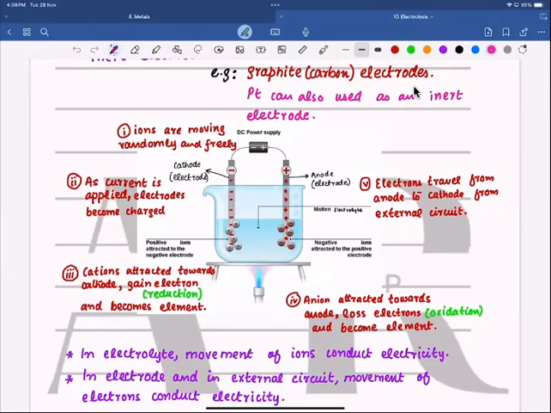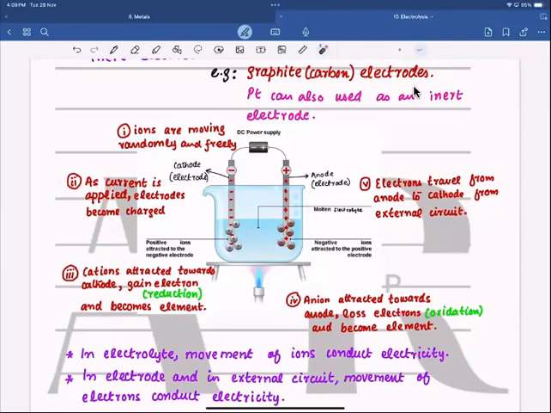Yes, electrolyte is a compound which conducts electricity when molten or aqueous. So in electrolyte, there must be ions, and due to those ions, when those ions move, it conducts electricity. So there must be a positive ion and a negative ion.